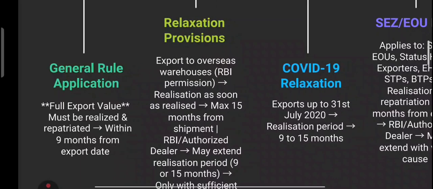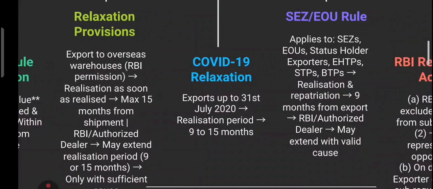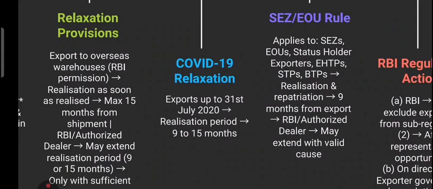Simple but strictly monitored. If we talk about the relaxation provision, what if your goods are headed to an overseas warehouse? With RBI permission, there is a relaxation. The realization must happen as soon as the goods are sold, but you get a maximum of 15 months from the shipment date. RBI or your authorized dealer may also extend this period only if there is a valid reason. And let's not forget the special COVID-19 relief measure, right? For exports made up to 31st July 2020, the realization period was extended from 9 to 15 months, a much needed breather during tough times.